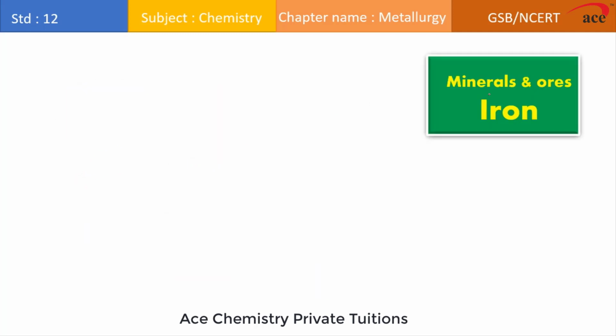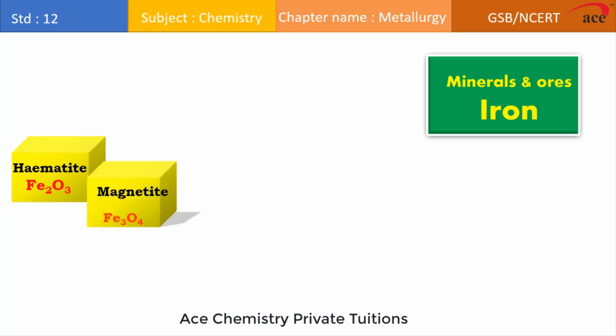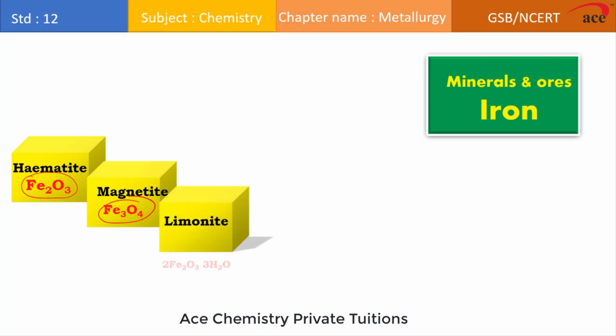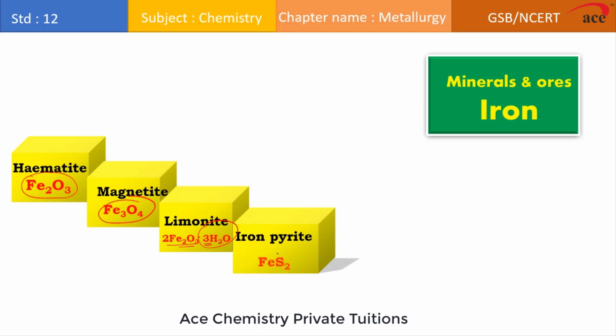Now let's talk about the minerals and the ores of iron. Hematite, which is referred to as the chief ore of iron metal, student, and the formula is Fe2O3. Next is what? Magnetite. This is Fe3O4. Let us compare the formula. Hematite is Fe2O3 and magnetite is Fe3O4. Limonite, if you'll see, is the hydrated Fe2O3. The 3 is indicating water of crystallization, and the iron pyrite is what?